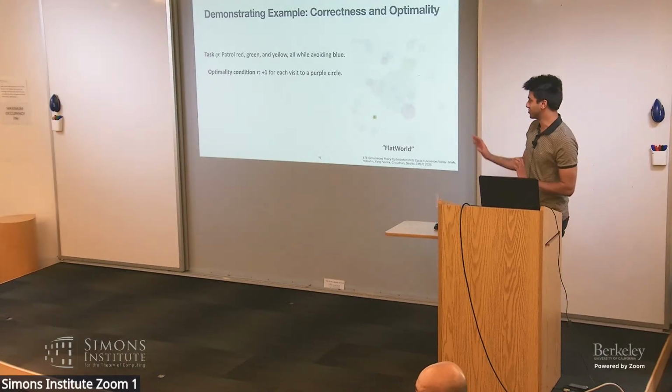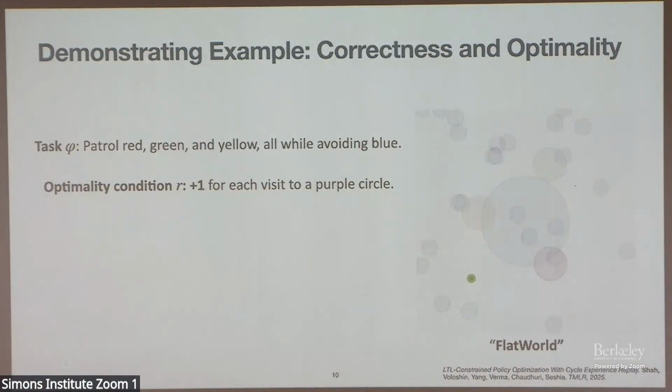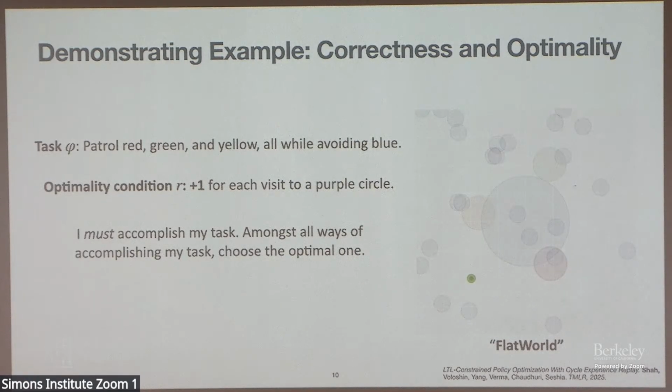So I'm going to just reduce this down to a very simple toy example just for the sake of demonstration. We'll take our quadruped and we'll turn it into a dot in a grid. So let's say I have this task where I want my robot, this little green dot, to patrol the red, green, and yellow regions and avoid the blue region. So that's my task specification. And I have some optimality condition where there are these little purple bonus regions, and I get a reward of +1 for visiting these purple circles. So again, I'm going to reiterate, I have to accomplish my task. I have to be correct. But amongst all the possible correct policies, I want to choose one that is optimal.